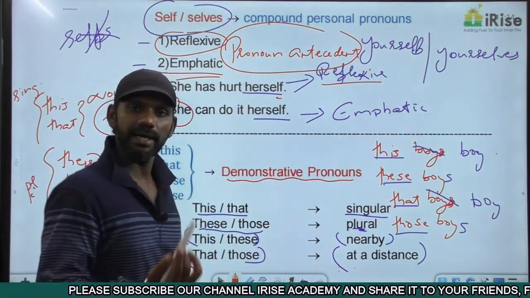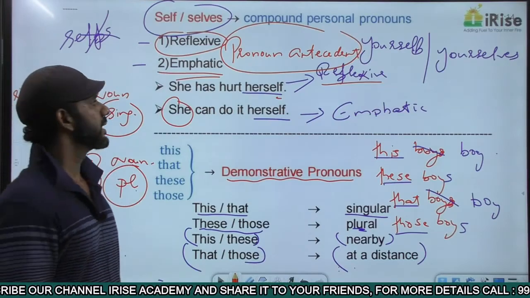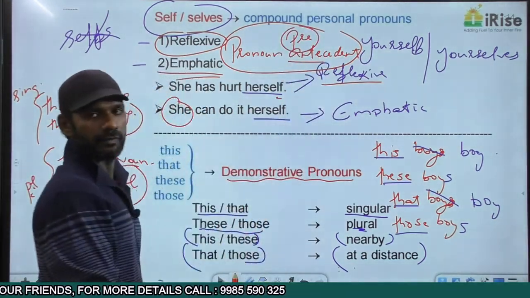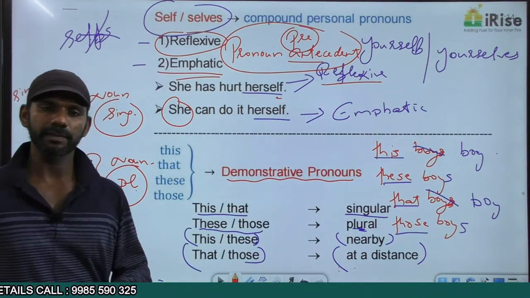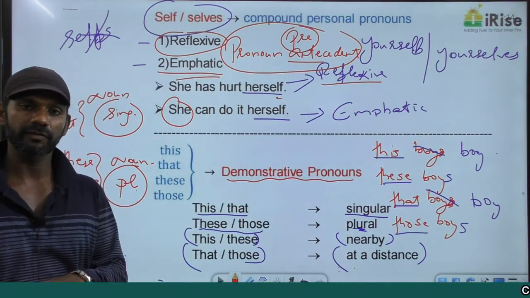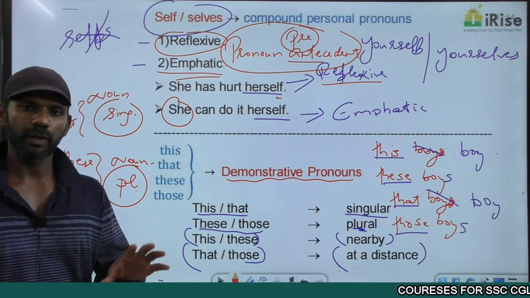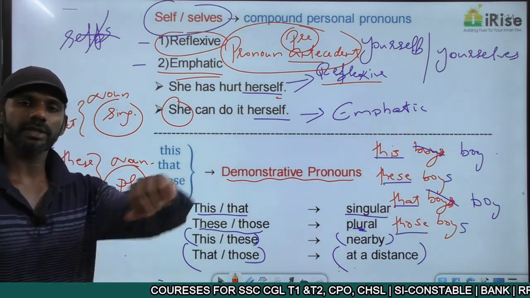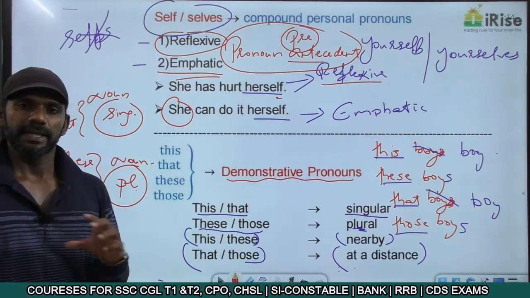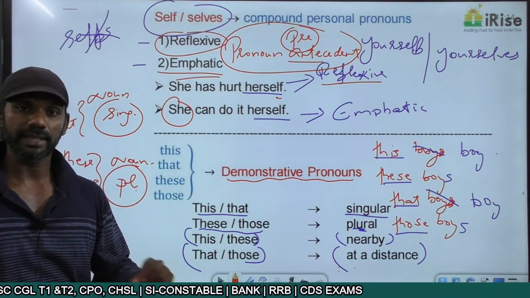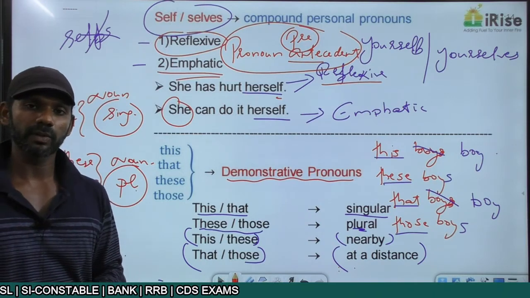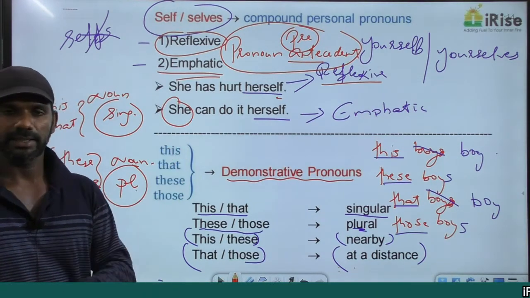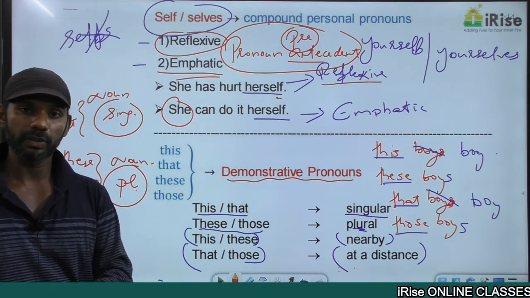A-N-T-E, ante. Now A-N-T-I, anti means against or opposite. A-N-T-E, ante is the same as pre. Pre means before. Now pronoun antecedent means every pronoun must refer to a noun before it. Without a noun, we cannot have a pronoun. First comes a noun, then comes a pronoun. A singular pronoun can refer only to a singular noun, and a plural pronoun can refer only to a plural noun. That is the concept of pronoun antecedent.